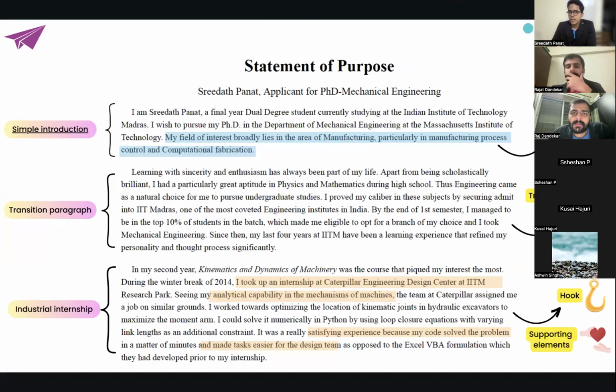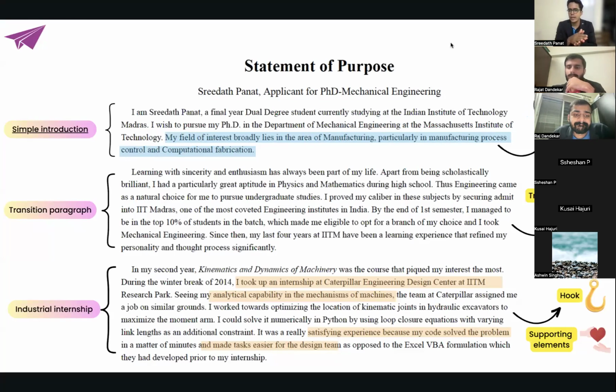Someone was asking me in the chat about the introduction section as well. I started with a very simple introduction. I said, I am Sreedath Panat, a final year dual degree student currently studying at IIT Madras, and I wish to pursue a PhD in this department. That makes clear who I am, where I am applying from, and what my intention is with this application. Then I mentioned my broad area of interest and my particular area of interest. This sets the tone for what the thread of my SOP would look like for the rest of this essay.